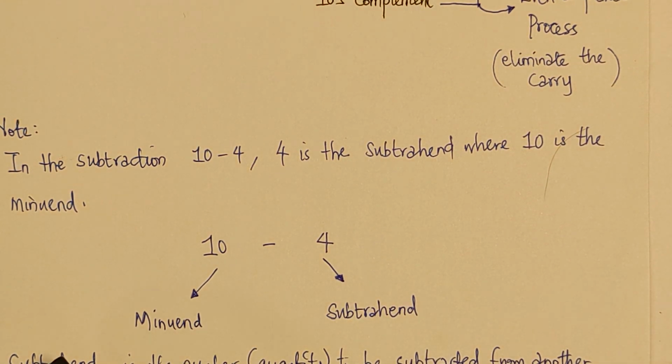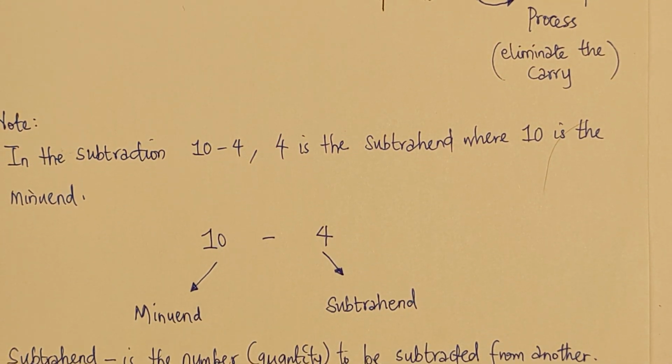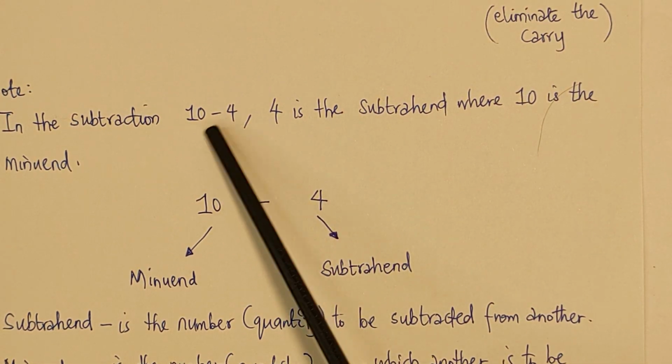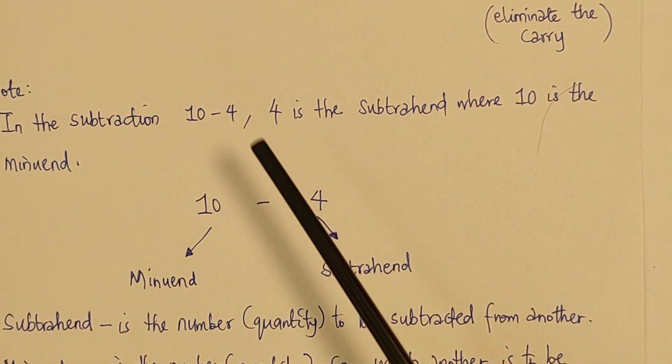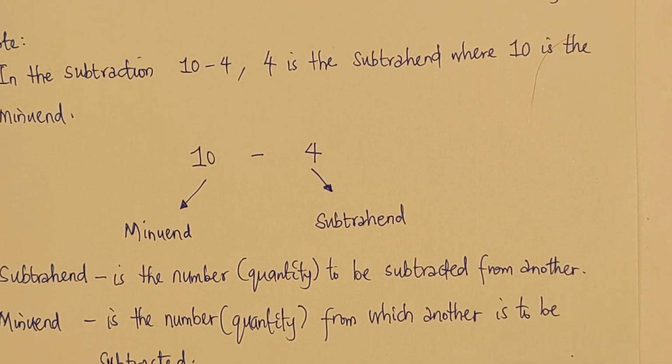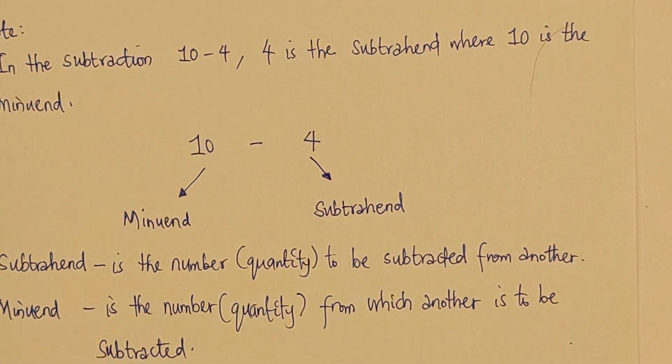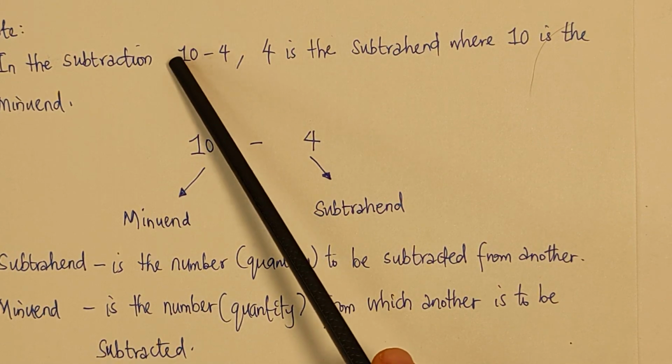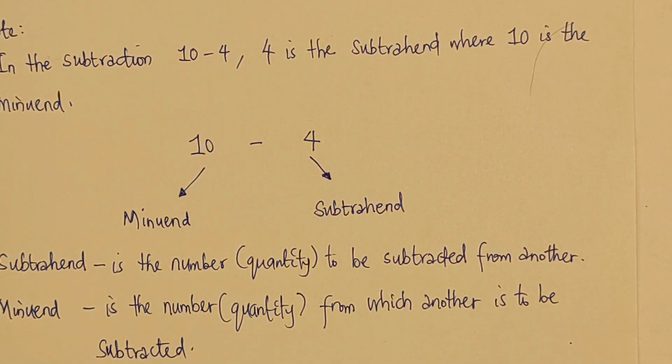The subtrahend is the number to be subtracted, so we have to subtract 4 from 10, whereas the minuend is the number from which another is to be subtracted. So 10 is the number we want to subtract from, so 10 is the minuend.